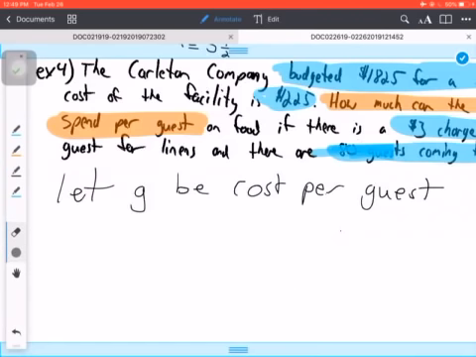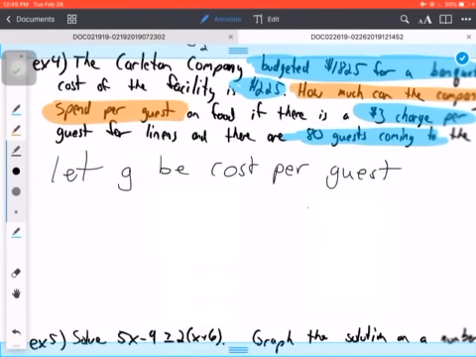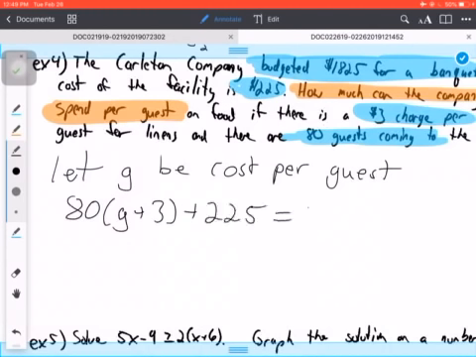So let's start setting this up then. This might be just a little bit of a tricky inequality, but let's go through it. So it says here there are 80 guests coming. So it's going to be 80 guests times however much money it is going to be per guest. So it's however much the company can spend, plus the $3 for linens, and it's $225 for the facility for a total of $1,825.